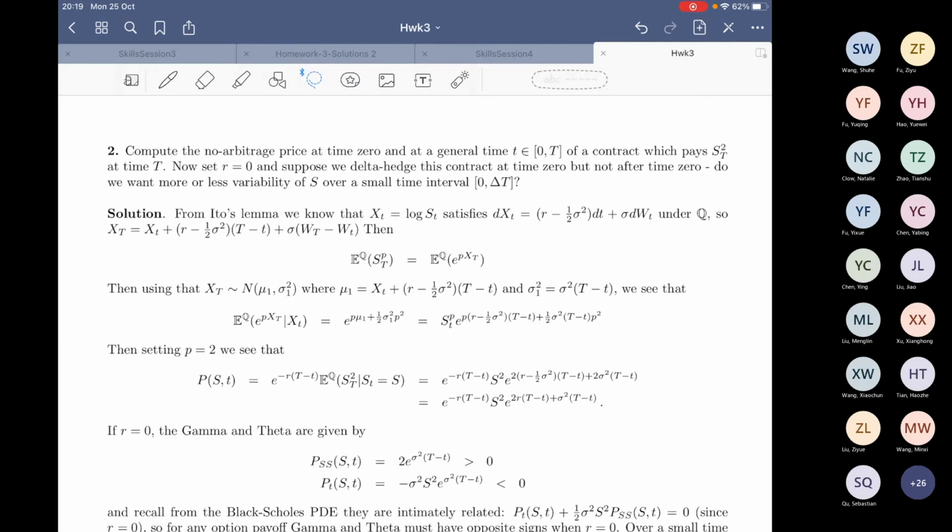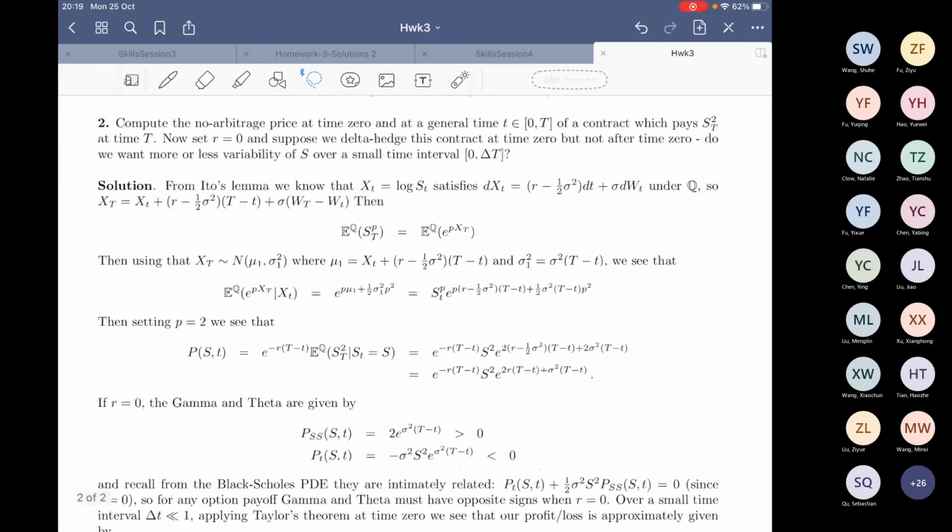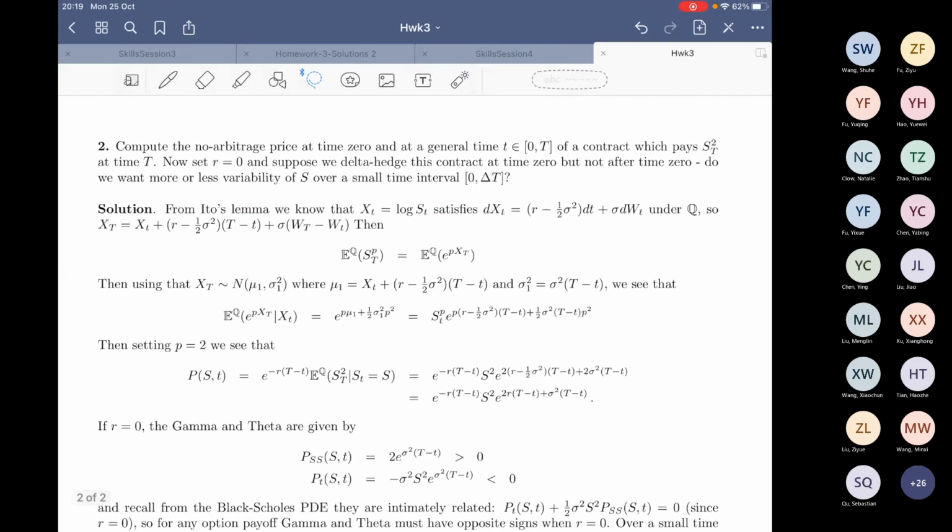It says compute the no arbitrage price at time 0 and at a general time t of a contract that pays S_T squared at time T, and then at the end it says set r equal to 0, and suppose that. We'll get to that because it's too long to talk through at the moment. So we'll do the more standard part.